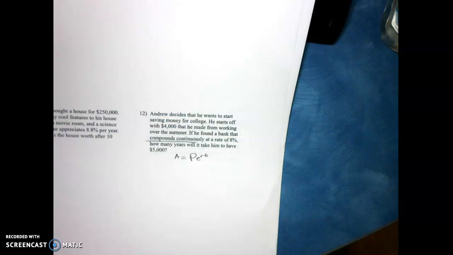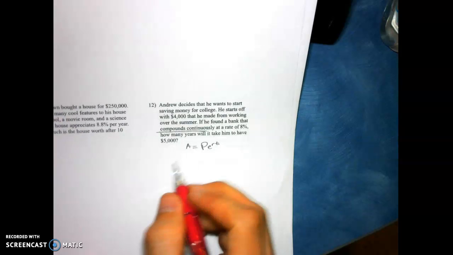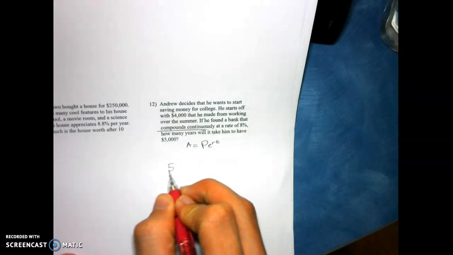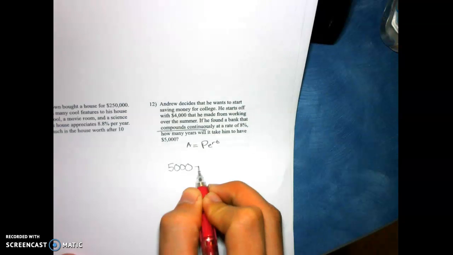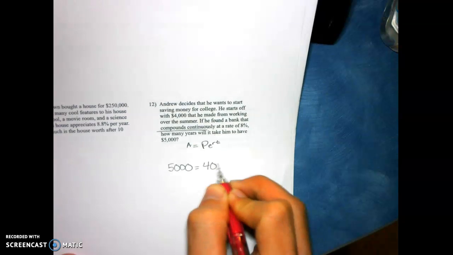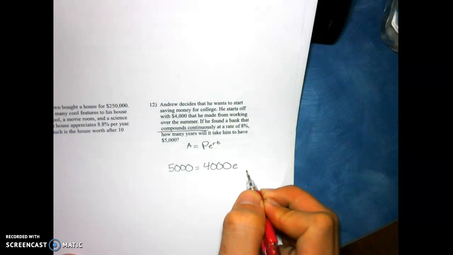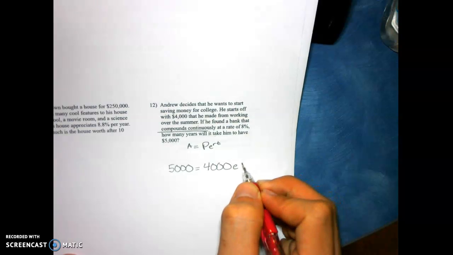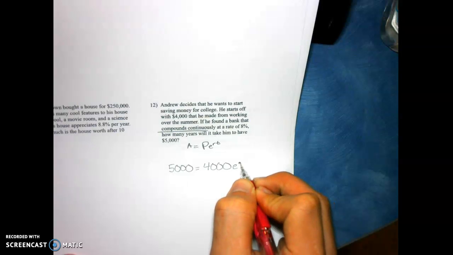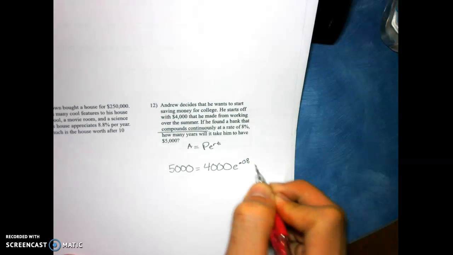Okay, so here he starts off with 4,000. He wants to know how many years it will take to get to 5,000. So our 5,000 is our final. Our 4,000 is our initial. e, remember e is just a number. Okay, at a rate of 8%, so 0.08 times t.